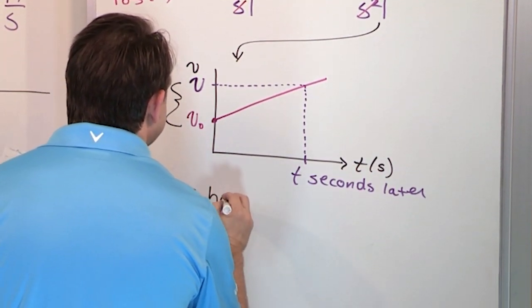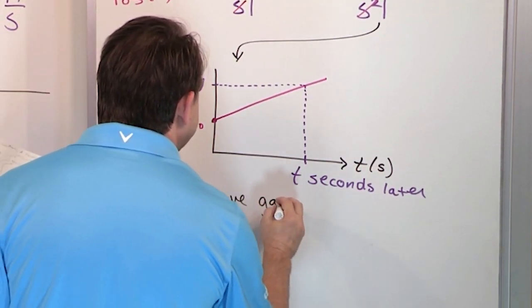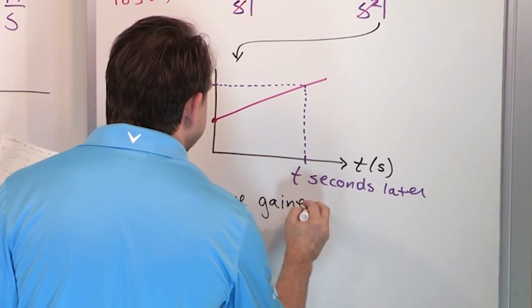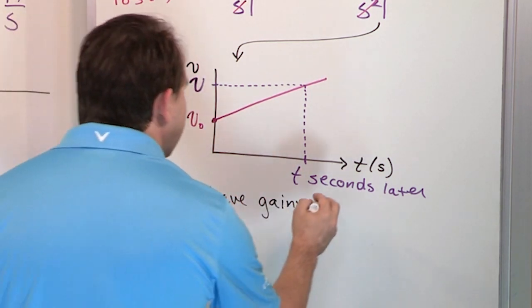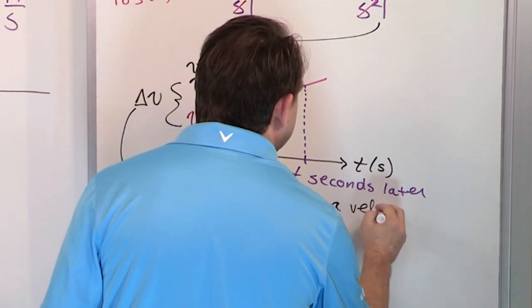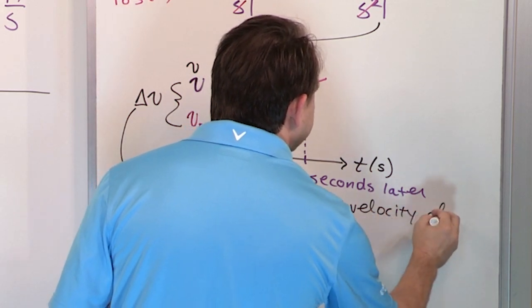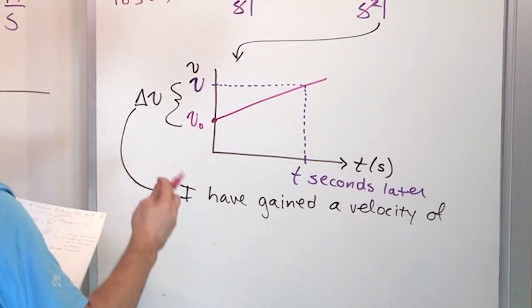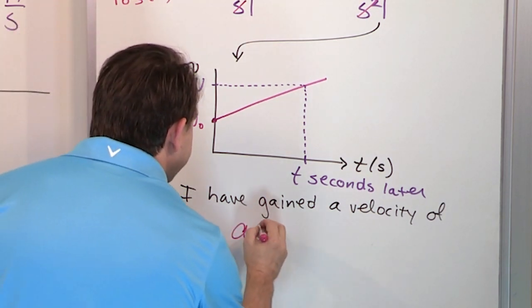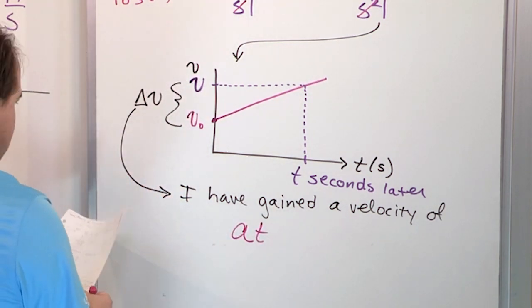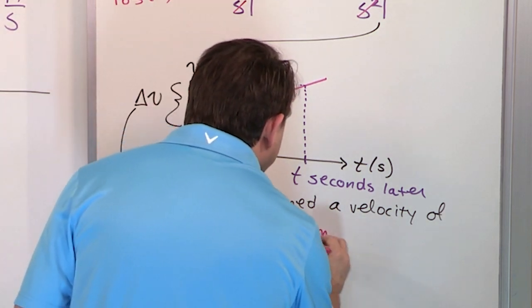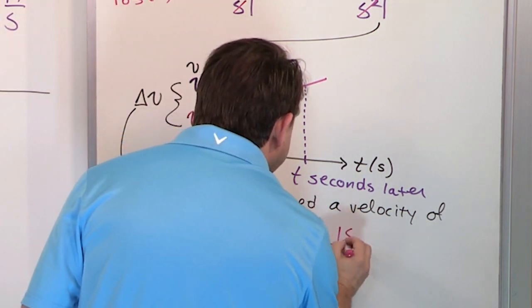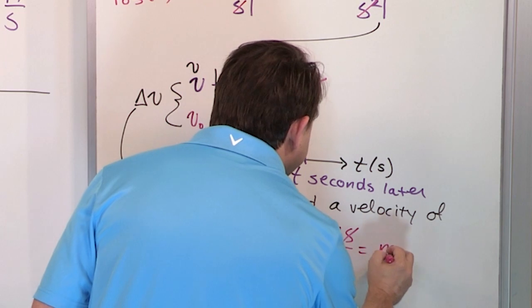I have gained, in this interval, a velocity of, how much have I gained? We just said a second ago, I have gained how much? A times time. Why? Because it's meters per second squared times seconds. This cancels with this, and it gives you meters per second.